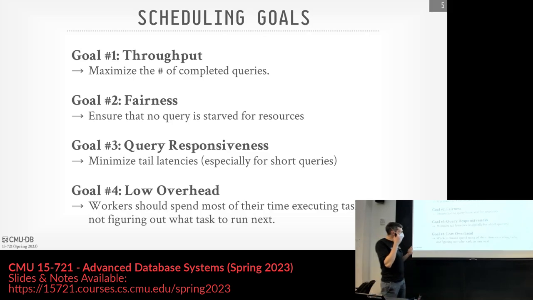And then lastly, also obvious, since we're not letting the operating system do any of this, we have to implement all of it in our database system ourselves. We don't want a very expensive scheduling mechanism where it takes a long time and threads block because of updating global data structures to figure out what to run next. We want our worker threads to spend more time executing queries rather than figuring out what tasks to execute.